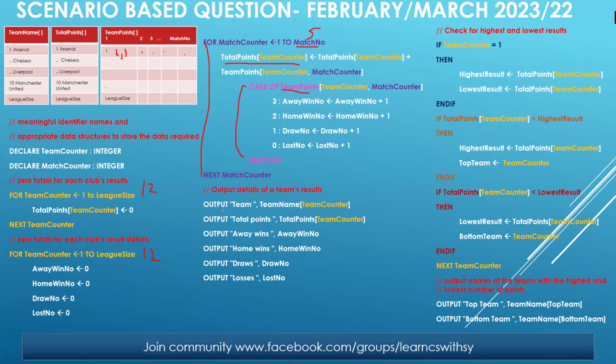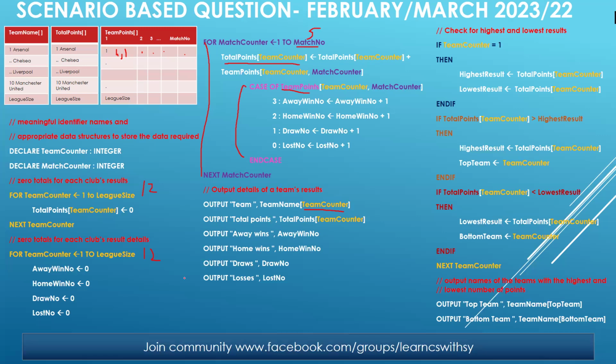So that's what you can see: output team, comma, team name, team counter. Since it is team counter 1, Arsenal's name will be displayed on the screen. Output the total points of the team Arsenal, the away win matches, the home win matches, the drawn matches, and the lost matches. All the details about the team Arsenal will be displayed on the screen. Fine. Are you clear?